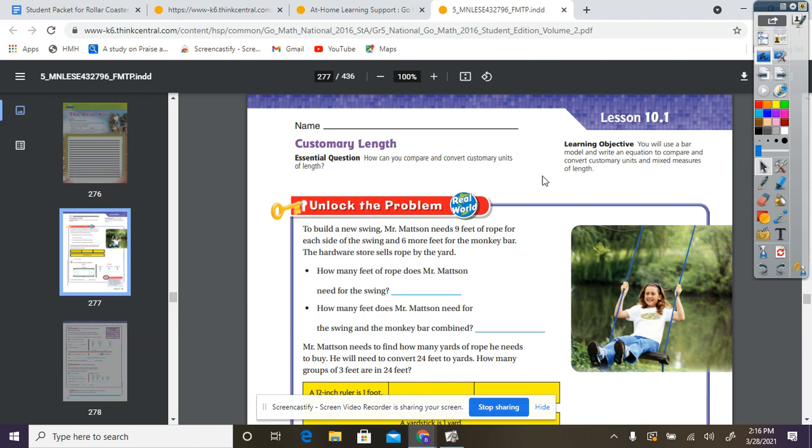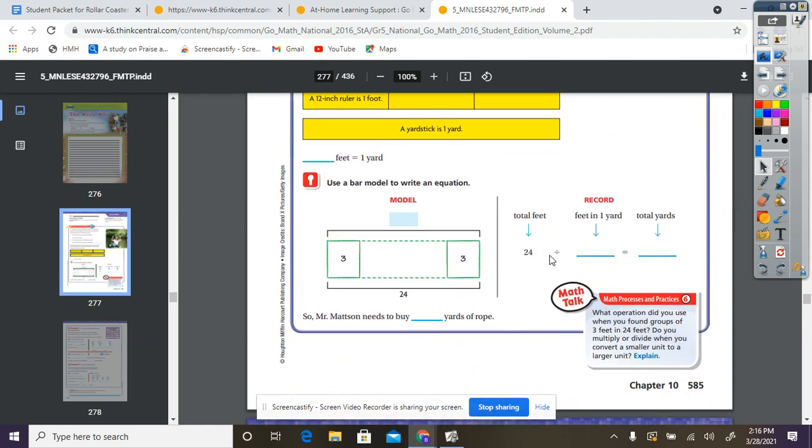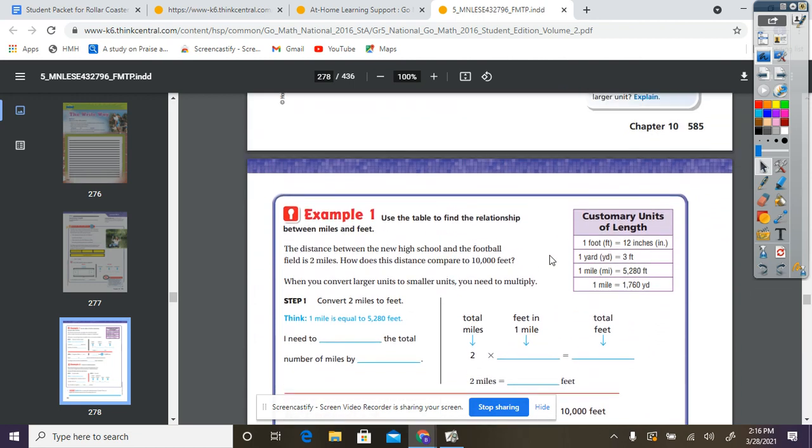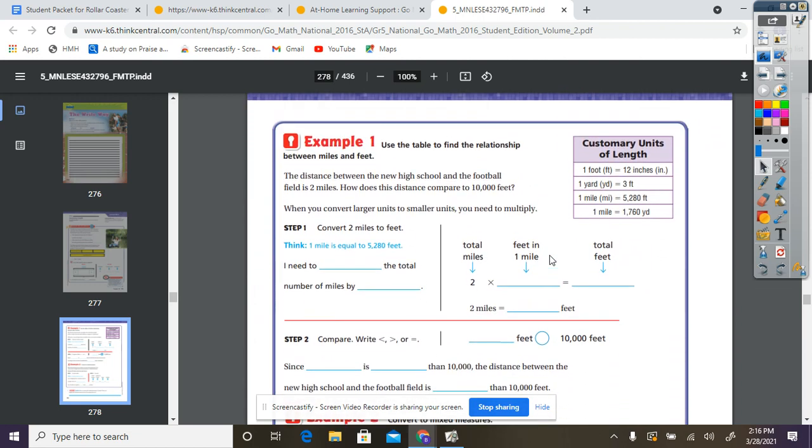Basically, what that means is measurements that you use in everyday life, which you are probably already familiar with. I'm looking at page 586 right now. I want you to pay close attention to this little chart in the top right. Customary units of length is something that we use every day, such as measuring things in feet, yards, or measuring distances by miles.